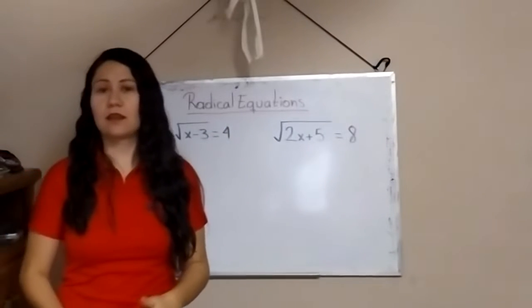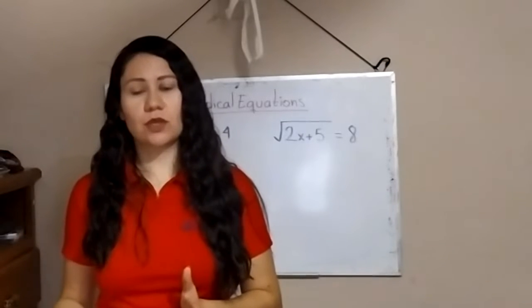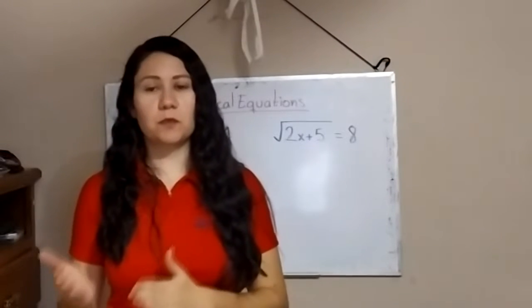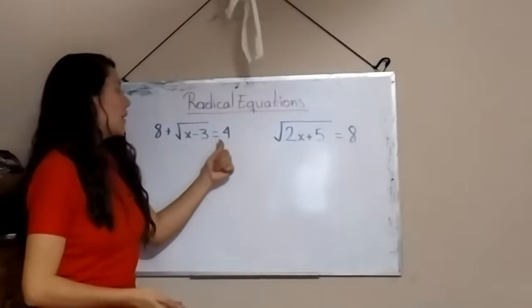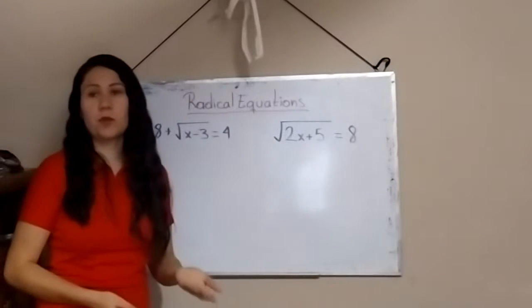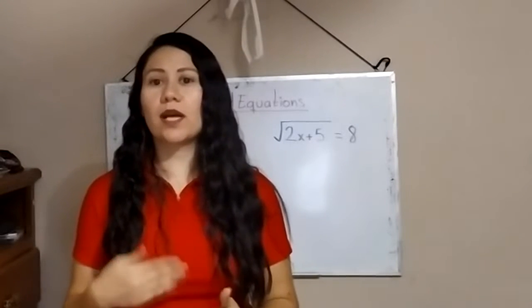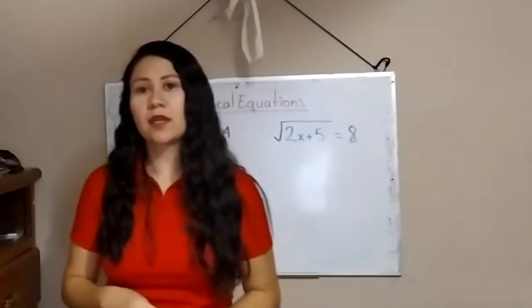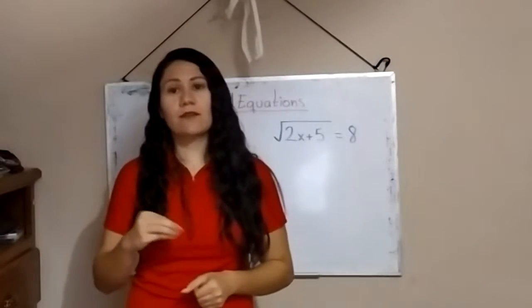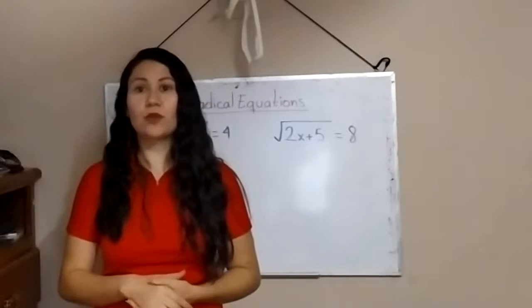Equations class. Yesterday we were talking about radical expressions. What is the difference between an expression and an equation? It is the equal sign. An expression doesn't necessarily have an equal sign, while an equation needs to have an equal sign. When we have an equation, we can find the value of our variables. When we have an expression, we can't.